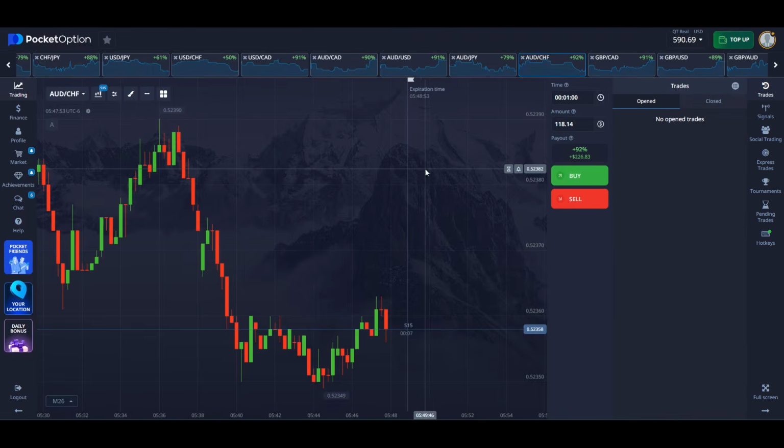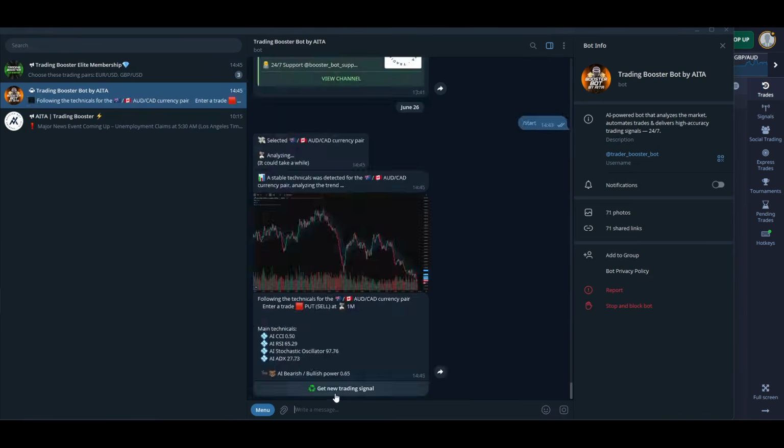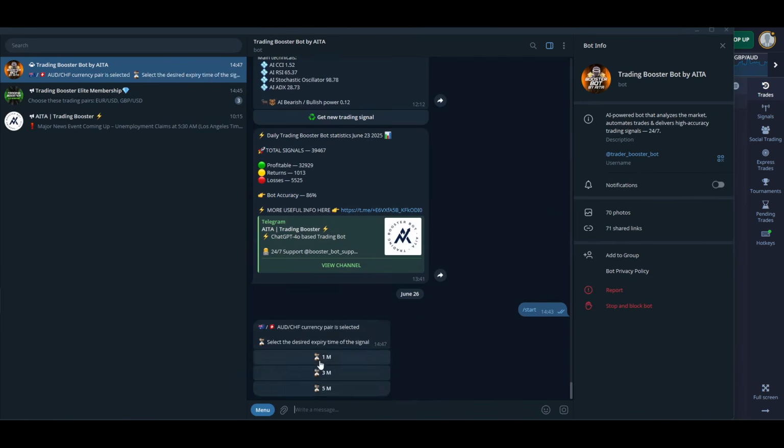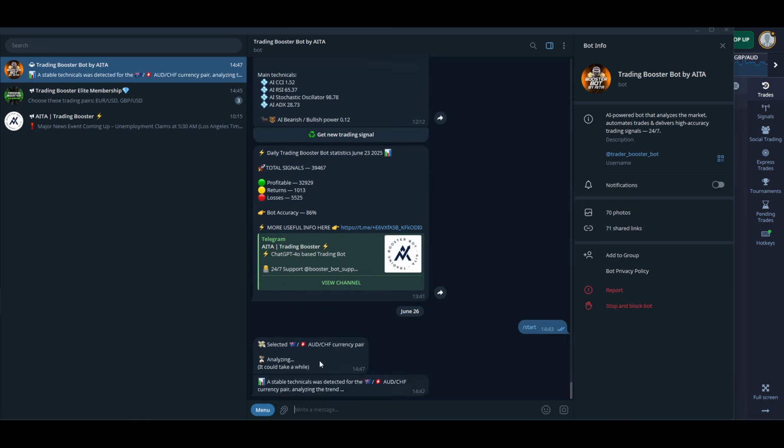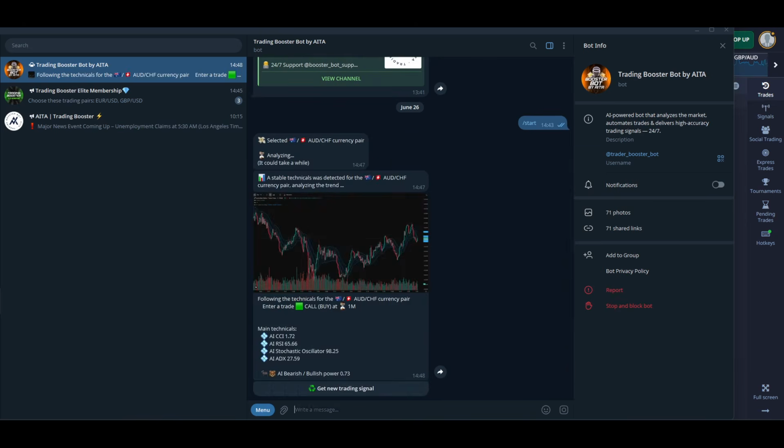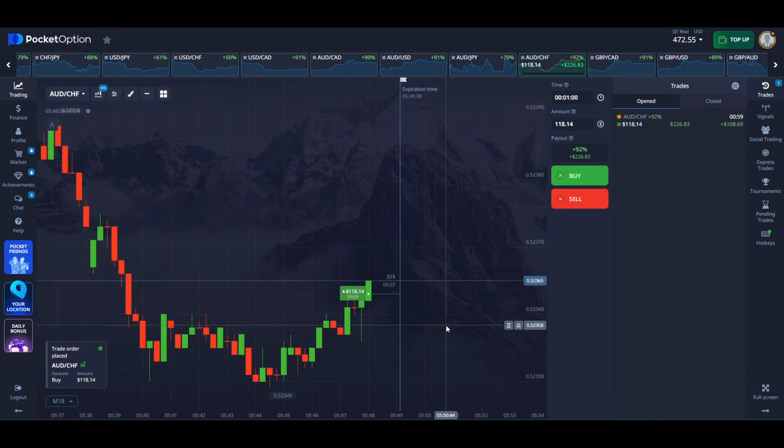I'm choosing the currency pair Australian dollar, Swiss franc. Now I go back to the booster bot, select the same currency pair, and set the trade time to 1 minute. I get a buy signal, and right from here, I open my trade for $118.